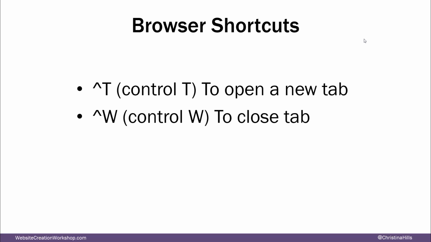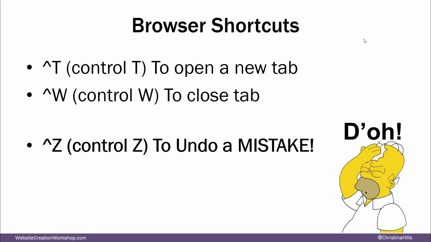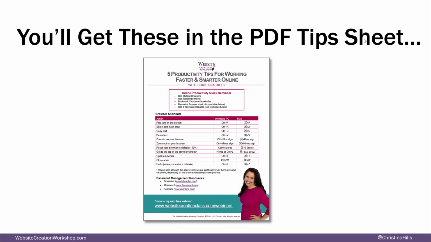Control T, as I mentioned before, opens a new tab. Control W closes a tab. You're going to get all this in the tips cheat sheet, which we'll give at the end. And then there's Control Z if you make a mistake, right? And I do Control Z all the time. It's okay to make mistakes. Mistakes are normal. It's just how do you undo it? And Control Z will help you undo it. So as I mentioned, you're going to get all this in the PDF tips sheet at the end.